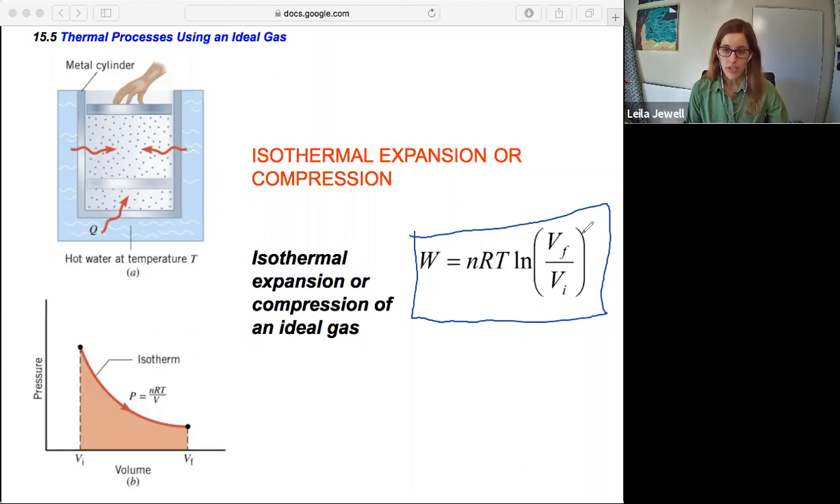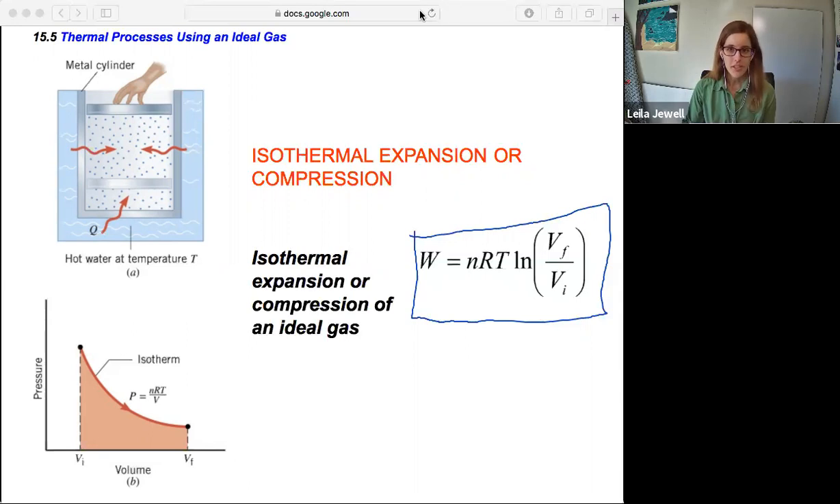Notice because it's V final over V initial, if there's no change in volume, then this ratio would just be 1, and the natural log of 1 is 0. Similarly, if the final volume is greater than the initial, the natural log will give us a positive value. If the final volume is less than the initial, the natural log will give us a negative sign. So this equation is set up to give us the proper sign for the work as well, whether the ideal gas is expanding or compressing, assuming it is at constant temperature.